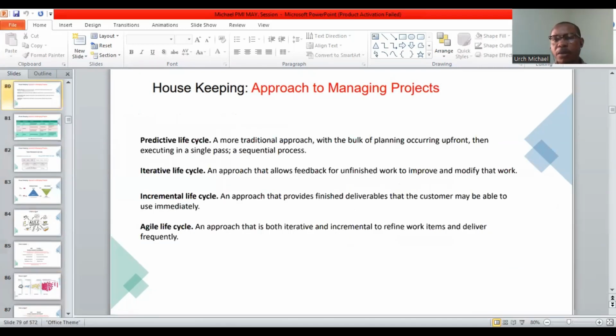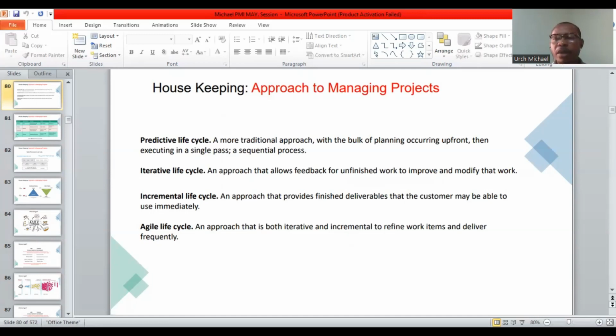Now, in the predictive life cycle, you discover a more traditional approach with the bulk of planning occurring from the beginning of the project, then executed in a single pass. A sequential process is being followed, and when that happens, that is actually a predictive life cycle. And the iterative life cycle is an approach that allows feedback. So the keyword there is feedback.